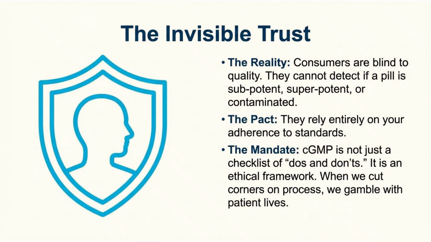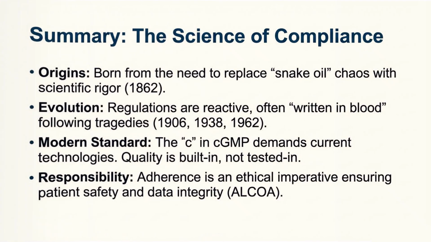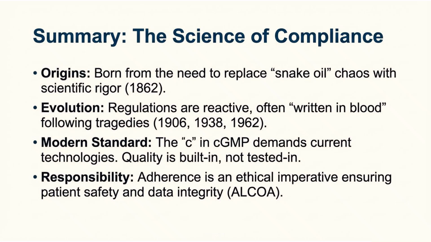Consumers cannot detect if a medicine is contaminated or subpotent. They rely entirely on your adherence to standards. cGMP is an ethical framework. When we cut corners on process, we gamble with patient lives. To summarize, GMPs originated from the need to replace chaos with scientific rigor. They evolved reactively, driven by tragedies. The modern standard demands current technologies and mandates that quality is built in. Adherence is an ethical imperative.